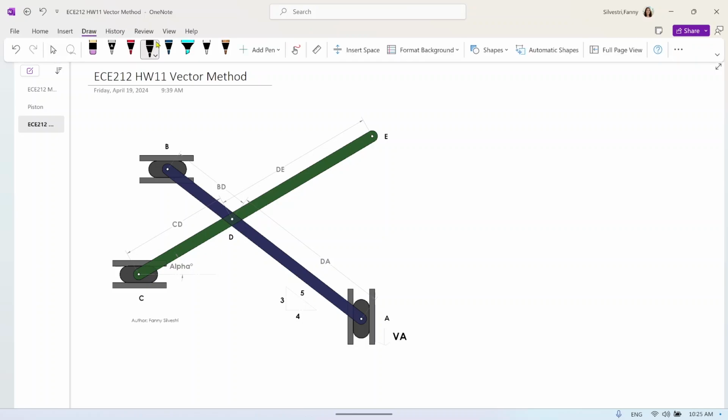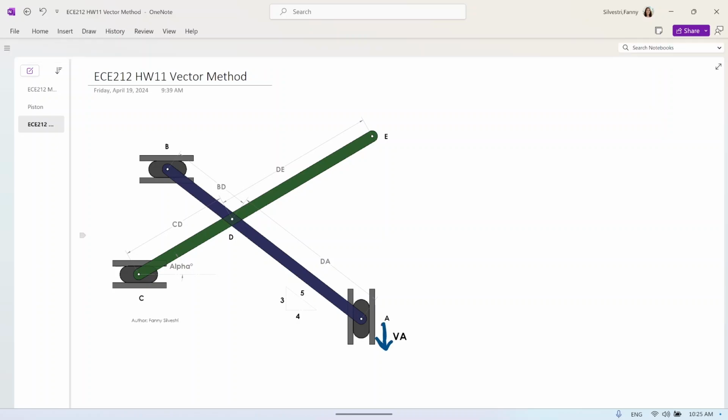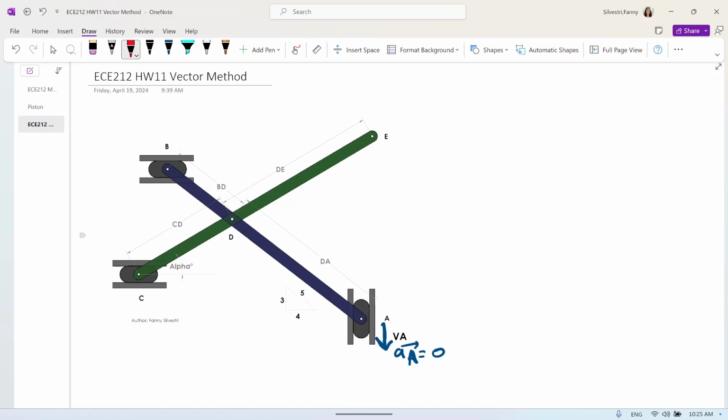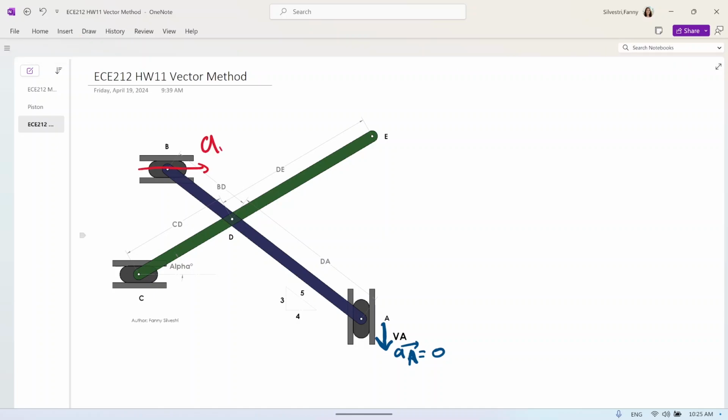So what do we know? We know VA. Let me draw what we know in blue. We know VA in that direction. And we know that AA equals 0 because let's say that VA is constant. So that's really the beginning of our equations. This is coming from there. What do we also know? We know that AB will be horizontal only, so on x. So we will use that equations to start solving for our acceleration.